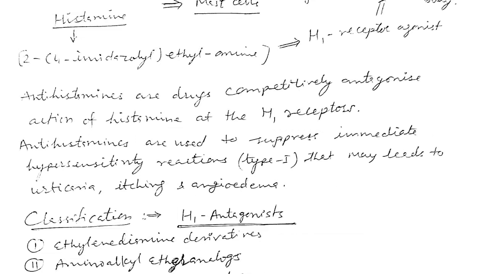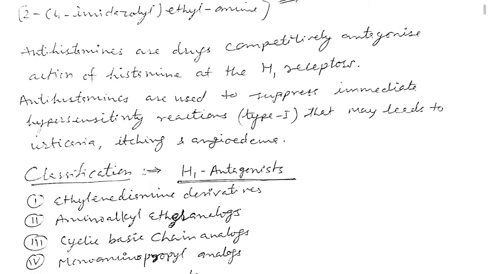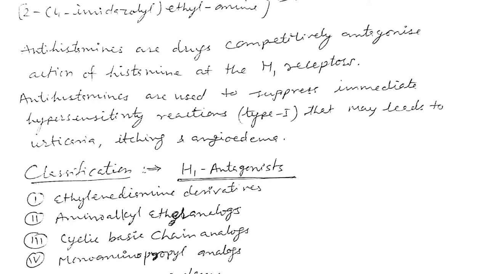That is about H1 antagonist, and later on we will discuss H2 antagonist, and we know the H2 receptors are present abundantly in the stomach, and they are responsible for the treatment of peptic ulcer. So we will discuss that later on. Now we are discussing the classification of H1 antagonist.